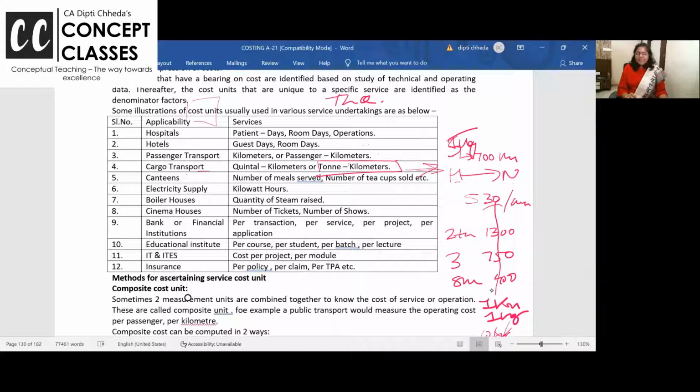So for passenger transport, what is your denominator? Passenger kilometer. For cargo transport, what it is? Ton kilometer. For canteen, number of meals. For electricity, kilowatt hours. Boiler houses, how much quantity of steam is produced and all. Cinema halls, how do they charge? Number of tickets and number of shows.